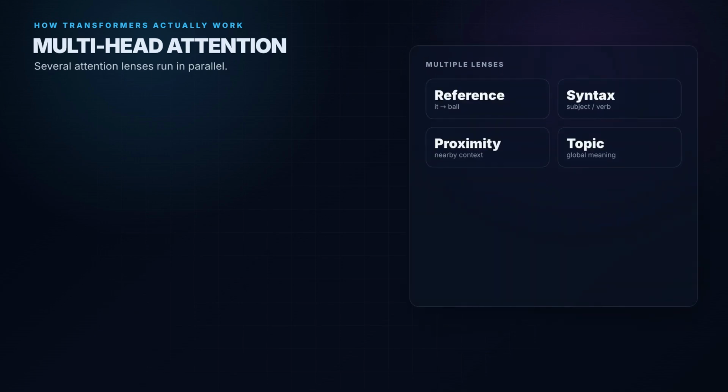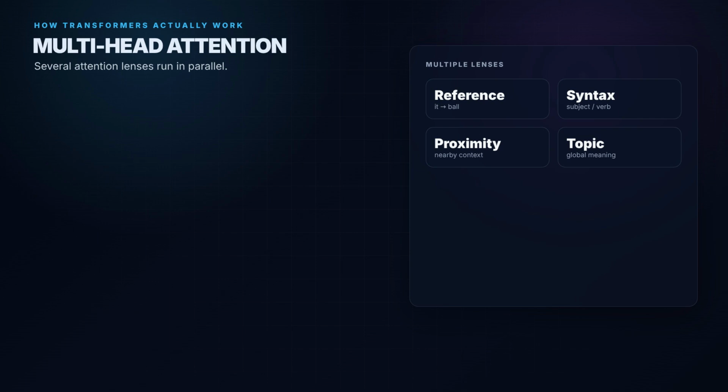One attention pattern is useful, but language has many relationship types at once. A token may need reference, grammar, position, phrase, structure, and topic information. One attention head is one lens. Multi-head attention gives the model several lenses in parallel. One head might track what it refers to. Another might focus on nearby words. Another might follow subject-verb structure. Another might watch punctuation or phrase boundaries.